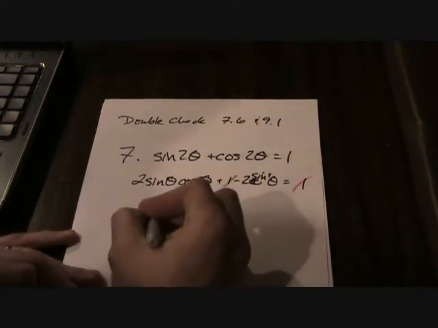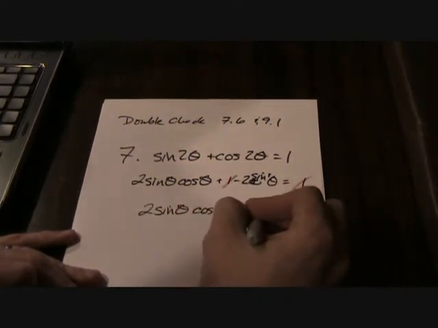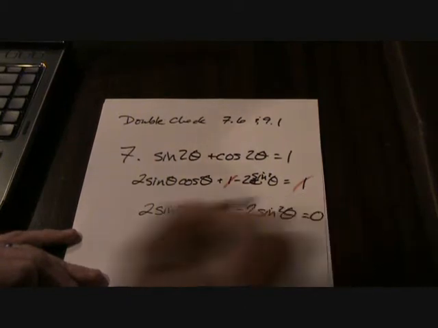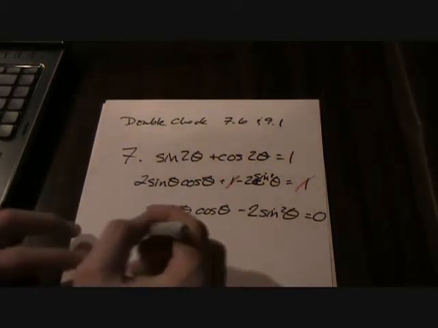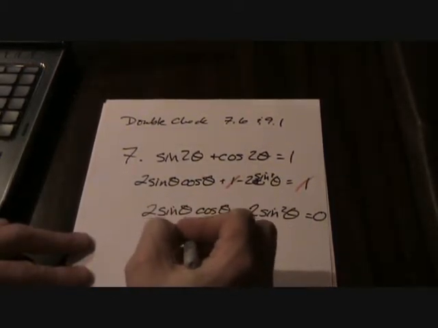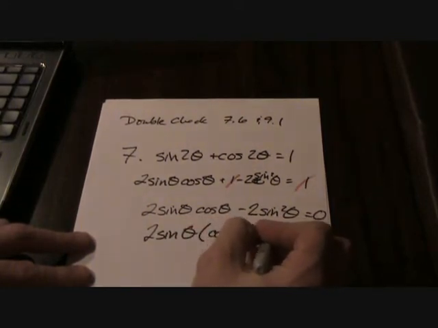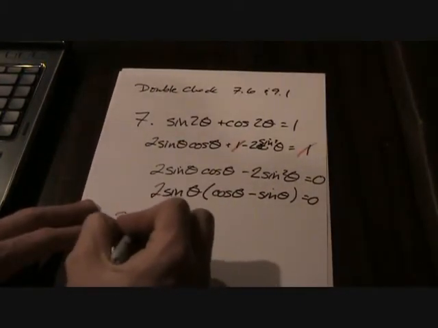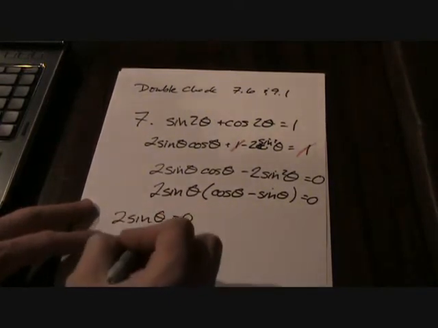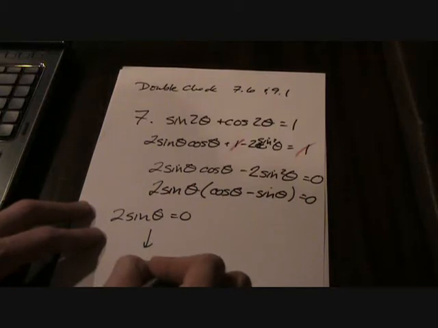So now I just have 2 sine theta cosine theta minus 2 sine squared theta equals 0. And then at that point we can factor this out. So I'll start there and then you guys can go ahead and finish this. So I'm going to have 2 sine theta times cosine theta minus sine theta. So then you either have 2 sine theta is equal to 0. That you will drive down. So theta now is going to equal, everybody, 0 or 90 degrees.